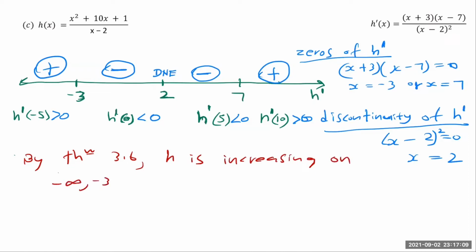-∞, -3. As I told you in the previous example, as a convention, we will be using open intervals from here onwards to describe decreasing or increasing intervals. -∞, -3, and we have another interval where function is increasing. Notice that function is increasing if your derivative is positive. In this interval, derivative is positive. In this interval also, derivative is positive. And 7, infinity.